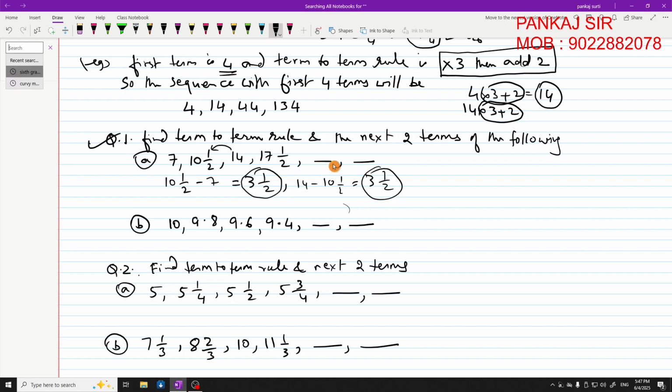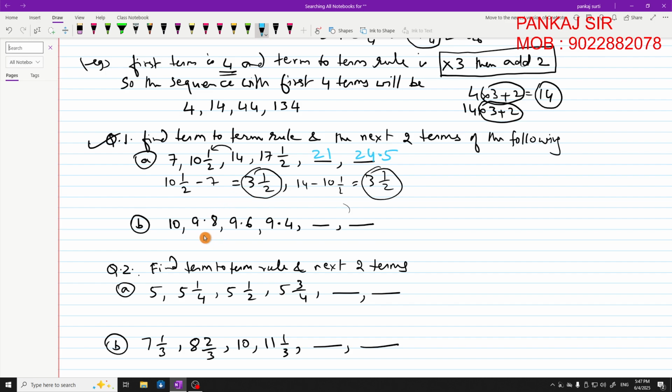So these two terms now you will get as 17 and a half. To that, if you add 3 and a half, then your answer should be 21. So I think the answer here has to be 21. And to 21, when you add another 3 and a half, then you should get the answer as 24.5. So this next term will be 24.5. So this is how you have to complete these blanks. Okay, so that was A part of the question.